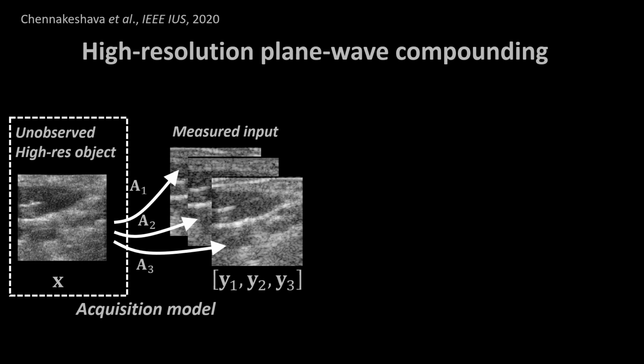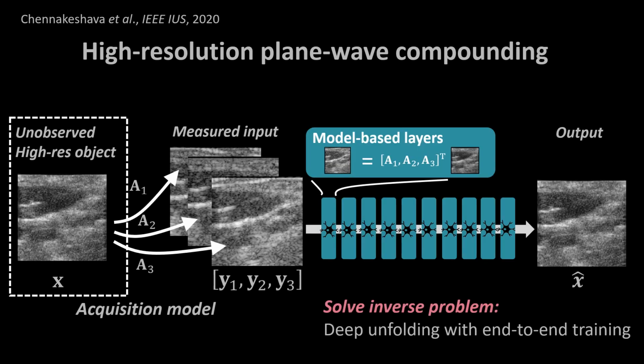And we start here by formulating a model again. So again, we take an acquisition model. We say we have an unobserved high-resolution object that we try to image with these multiple plane waves. And the imaging process is described by these matrices A1, A2, and A3, which are basically the point spread function matrices for the individual plane wave transmits. And then based on that model, we can formulate the inverse problem and derive our model-based deep neural network.